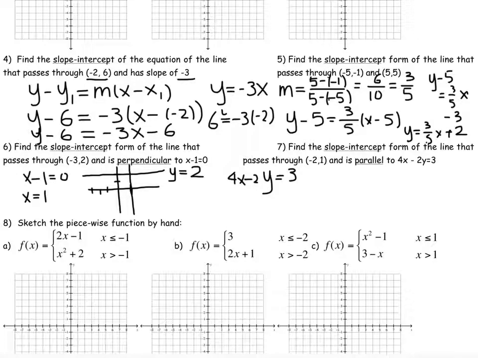So how do I find the slope-intercept form? Rewrite into slope-intercept form. I'm going to subtract 4x from both sides. And then I'm going to divide both sides by negative 2. So now I know the slope is going to be 2. Parallel, so a line parallel to this line would have the same slope. And it's passing through, so I'm given the point negative 2, 1. So y minus 1 equals 2 times x minus negative 2.